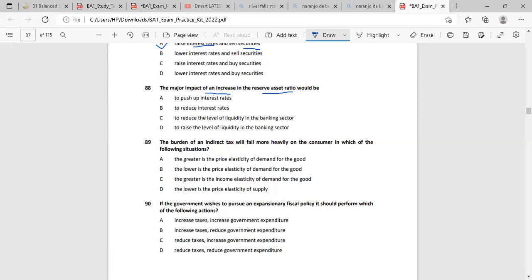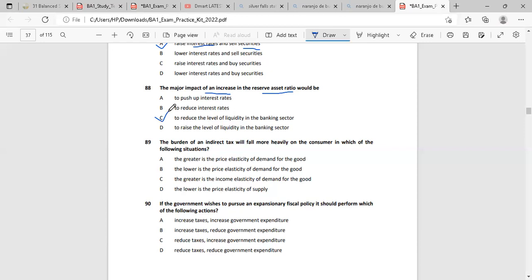So from the four options, the first two are ruled out. It is only about the banking sector, so C and D. C says to reduce the level of liquidity. Liquidity is the ability to have cash balances and utilize them. One portion of it is tied up now. They cannot use that, so they have a liquidity issue here. So, to raise the level of liquidity or to reduce the level of liquidity, it would be C, to reduce the level of liquidity.